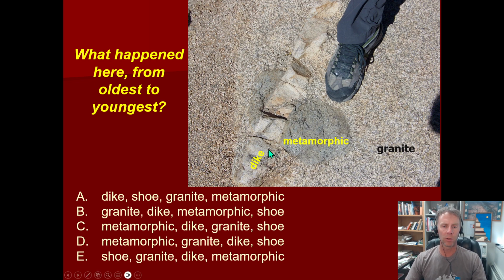The first thing that I notice is that the dike cuts through the metamorphic rock. Therefore, the dike is younger than the metamorphic rock. I can also see that the dike cuts through the granite. Therefore, the dike is younger than the granite. Thankfully, the dike doesn't cut the shoe, so I don't have to really deal with that too much right now. So I know the dike is younger than both the metamorphic rock and the granite. Now I just need to compare the metamorphic rock and the granite, and I think I've got it.